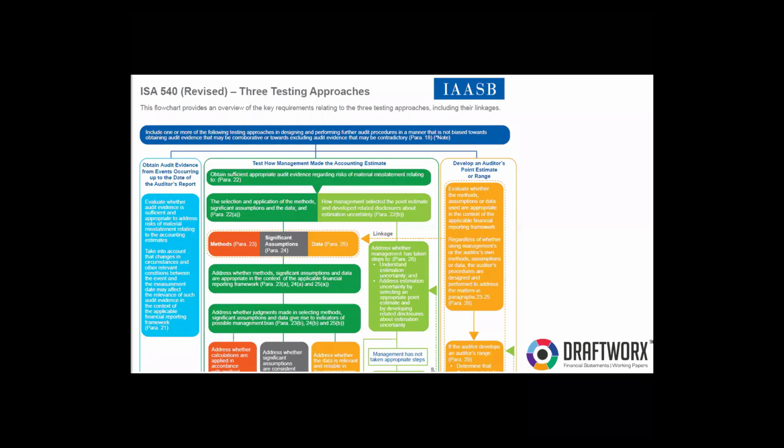Because the previous diagram that I showed you only includes the key requirements, but there's not enough space to include all of the details of the 3 testing approaches, because that's where the real detail lies and how do we test these accounting estimates during our audit. So that's why it merited a separate flowchart setting out all of the requirements there. And there you can see all 3 approaches. Obtaining audit evidence from events occurring up to the date of the audit report. The second approach, testing how management made it by testing the actual model itself.